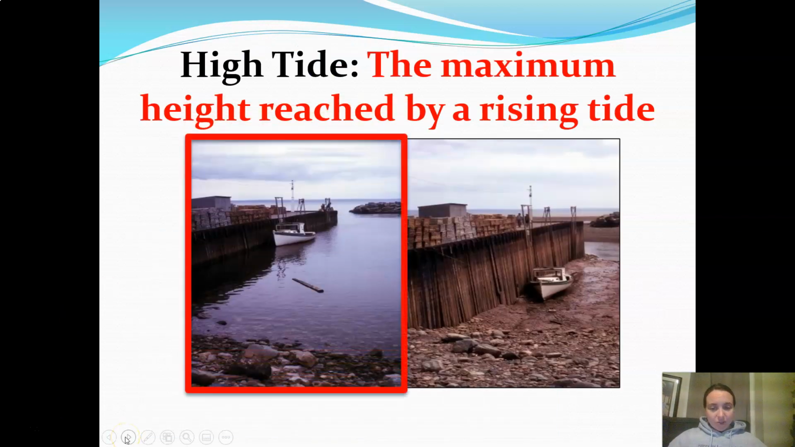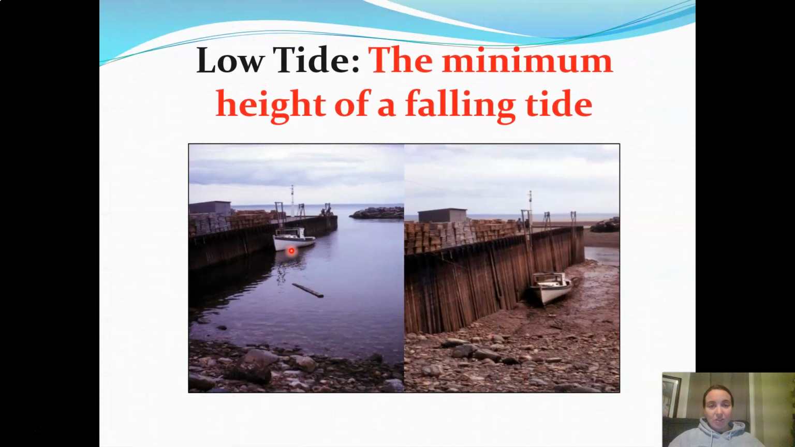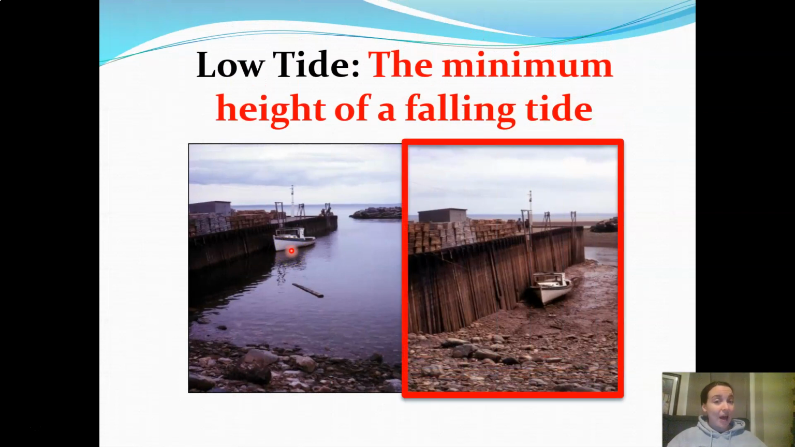High tide, this is also for your notes, is the maximum height reached by the rising tide. As you notice, the boat on this high tide picture is floating on the water. And next, when we get to low tide, which is the minimum height of the falling tide, at least in this situation, the water is totally out to sea. So the boat is stranded on the sand. So we'll have to wait until the tide comes back in to be able to move.